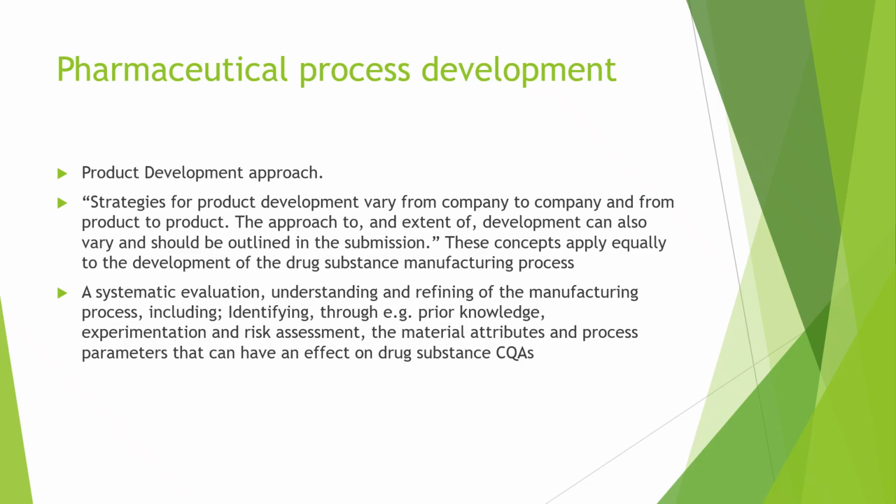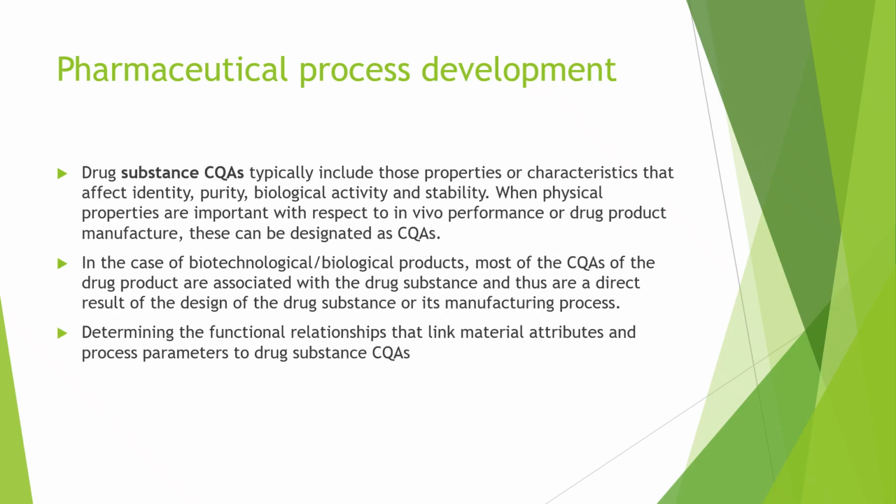A systematic evaluation, understanding and refining of the manufacturing process, including identifying, through prior knowledge, experimentation and risk assessment, the material attributes and process parameters that can have an effect on the drug substance CQAs. Drug substance CQAs typically include those properties or characteristics that affect identity, purity of the drug, biological activity, and stability. When the physical properties are important with respect to in vivo performance or drug product manufacturing, this can be designated as a CQA.